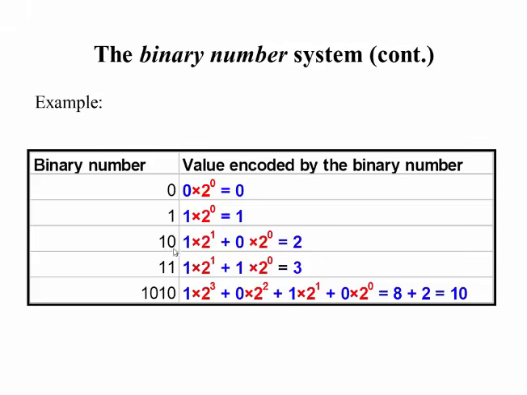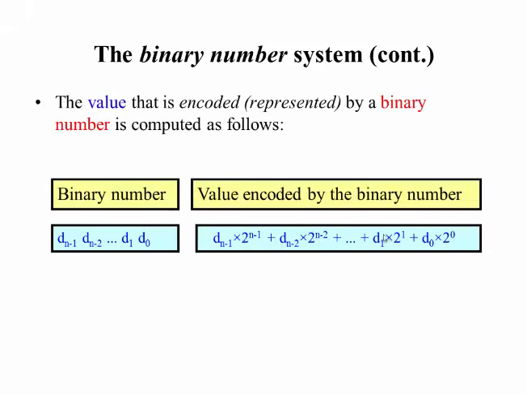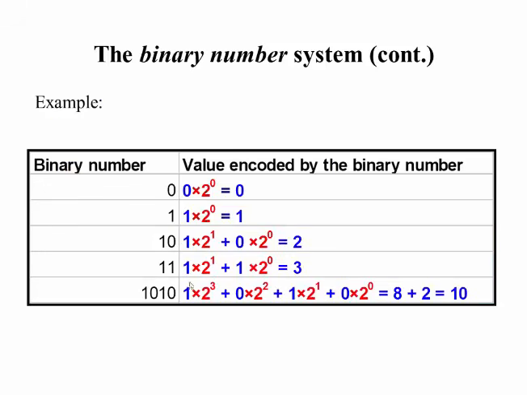For binary 10, it is 1 multiplied by 2 to the power of 1 plus 0 multiplied by 2 to the power of 0, which is equal to 2. Remember, when we have two binary digits, we are adding the two terms. So for 11, 1 multiplied by 2 to the power of 1 plus 1 multiplied by 2 to the power of 0 is equal to 3, and so on.